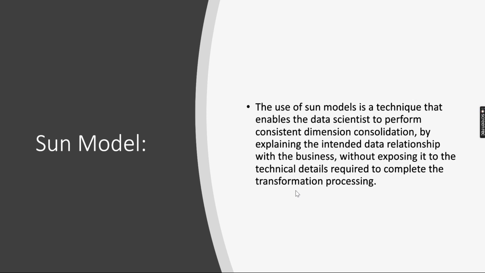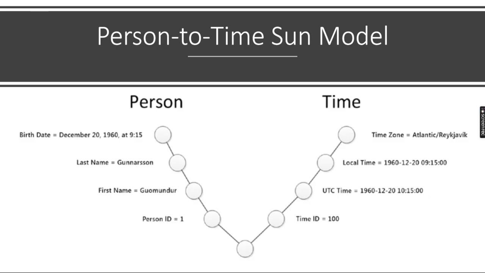Now, Sun model. The use of Sun model technique enables the data scientist to perform consistent dimension consolidation by explaining the intended data relationship with the business without exposing it to the technical details required to complete the transformation process. So here the technical details are hidden from the user and only how the entities are connected are considered here. So let's go to the person to time Sun model.